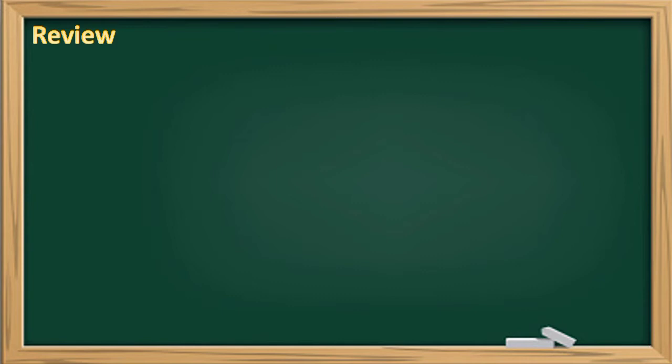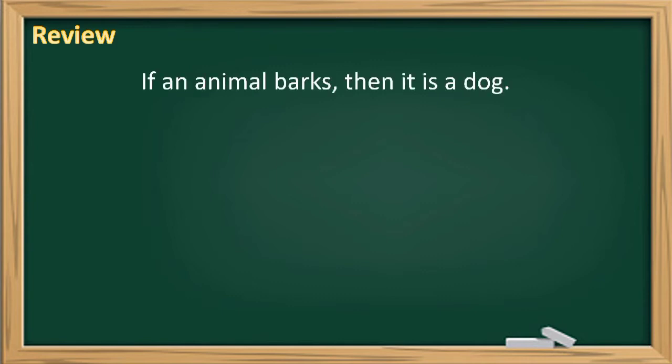All you have to do is to convert the conditional statement, which is, if an animal barks, then it is a dog. Convert the if-then form to its corresponding converse, inverse, and contrapositive statement. Okay, you may start now.